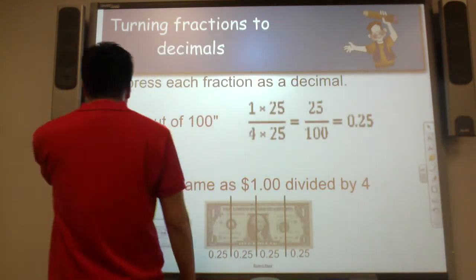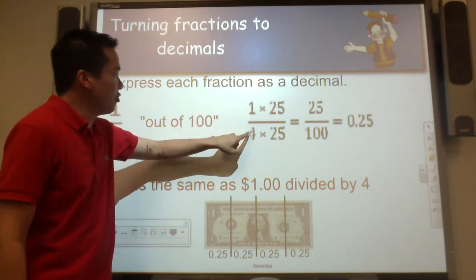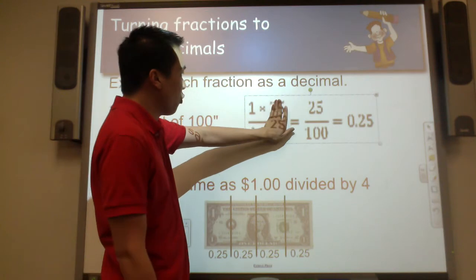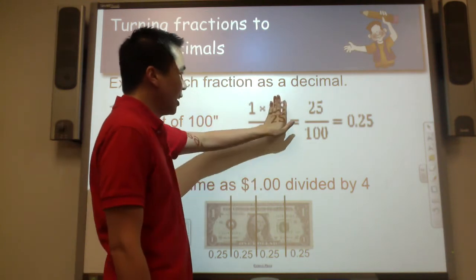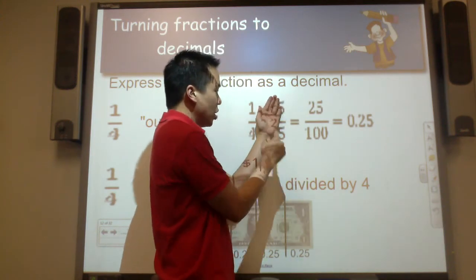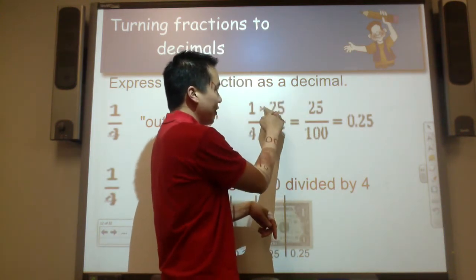For example, 1/4. Does 4 go into 100? Think about it. If you have quarters, how many 4s go into 100? Times 25.